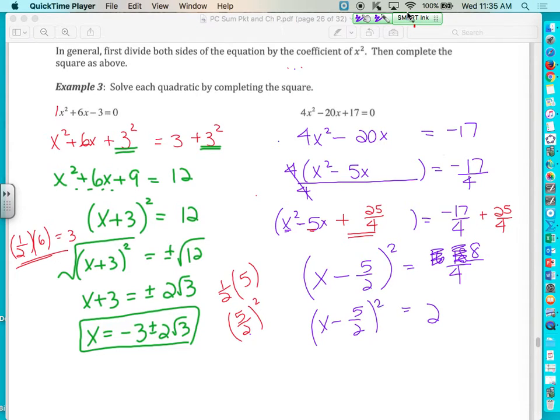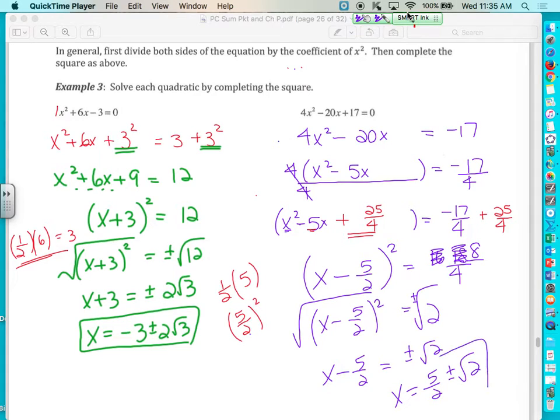All right, and then again, you're doing the square root of both sides. Don't forget plus minus. So x minus 5/2 equals plus or minus root 2. And then again, get the x by itself. So 5/2 plus or minus root 2. You can leave it just like that. So completing the square.